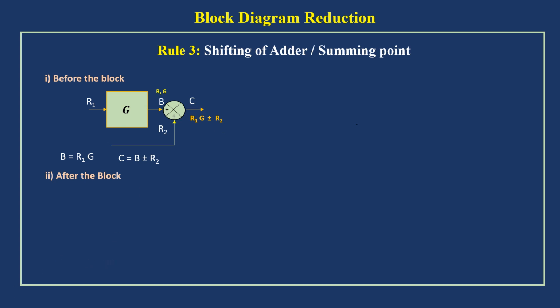Now I am going to shift this summing point before the block. Okay. Summing point before the block such that its output should not be changed. Output should be maintained the same. Okay. For that we should include some other block. So let me shift that.